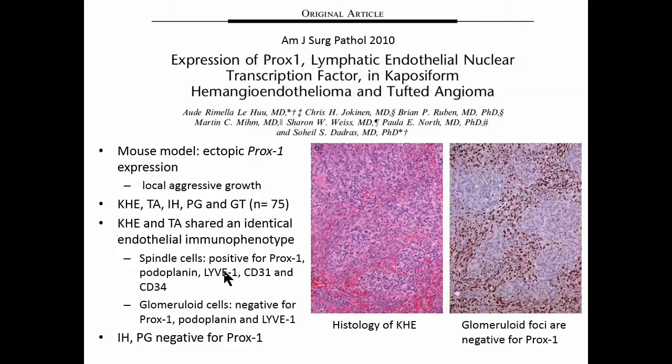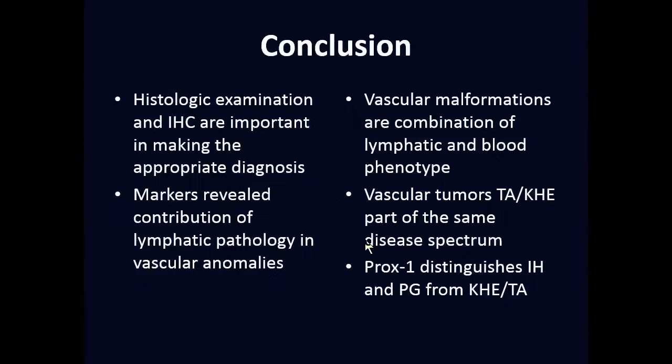So this tells you that there's a kind of confused, mixed expression of blood versus lymphatic. So we found that all the infantile hemangiomas and pyogenic granulomas were completely negative for PROX1. And we suggested that PROX1 can be helpful in making that distinction, resolving that differential diagnosis.